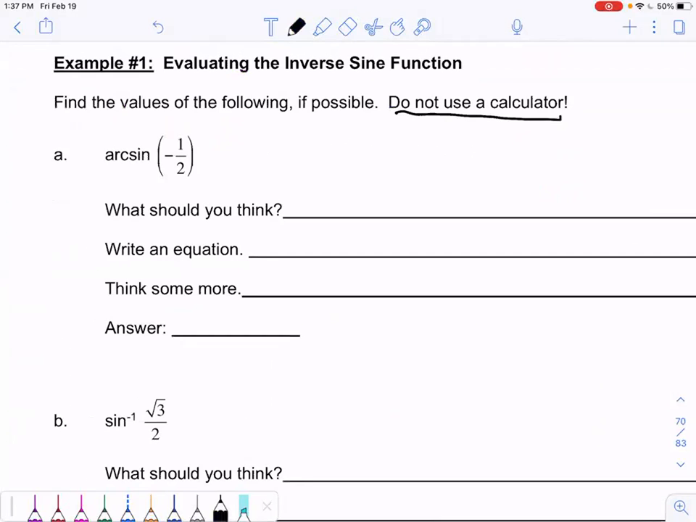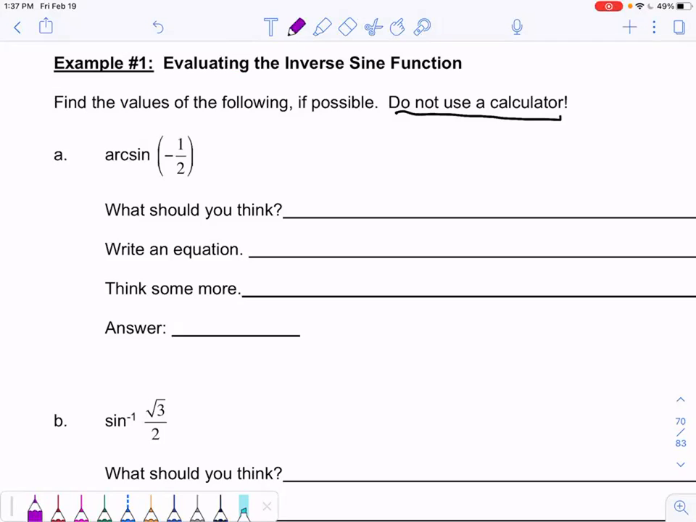There are a couple of questions here. No, you won't have to write an actual sentence for some of these, but we are going to have a little bit of work. It's minimal work. It's more of a thought process than anything else. So the first part here says, what should you think? Because this notation looks weird. What the heck are we trying to find? So we have arc sine -1/2.